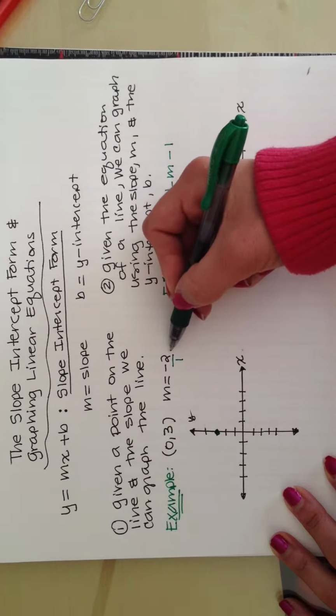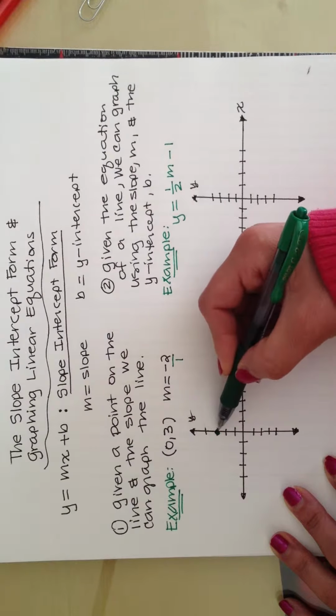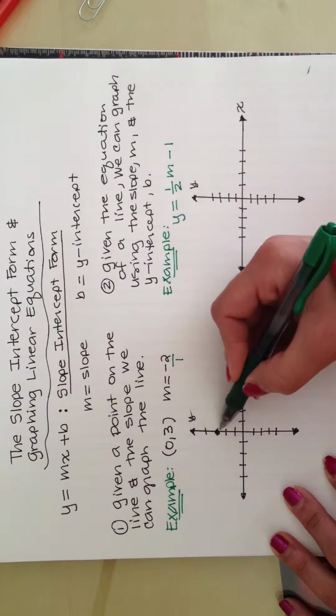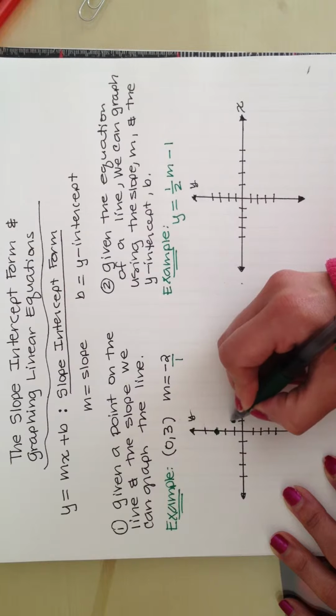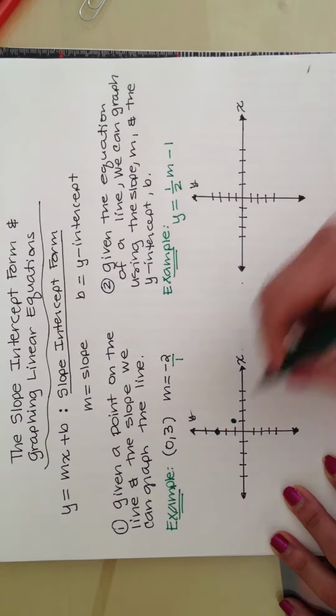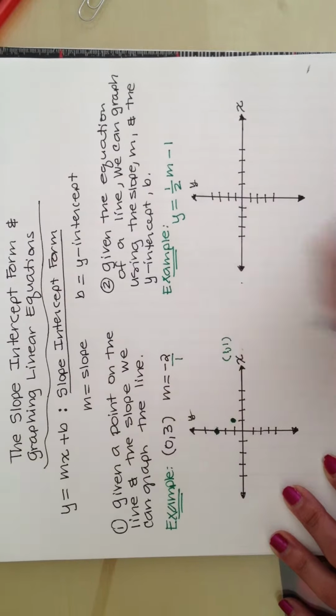When we use our slope, we start at the point, and since the slope is negative, we're going to move down 2 units, 1, 2, and 1 unit to the right. And so we get our second point. You can write down the coordinates, (1, 1).